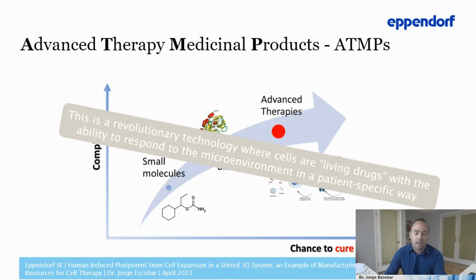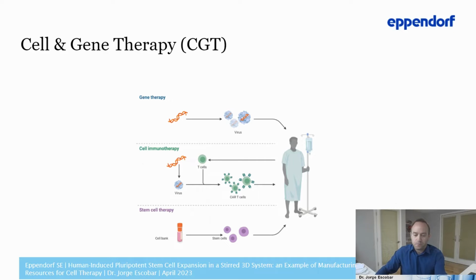So it's important to highlight here that this is a revolutionary technology where the cells are living drugs, with the ability to respond to the microenvironment in a very personalized way. Talking more specifically about cell and gene therapy, CGT, this is an important part of the ATMP, and they are a transformative new category of medicines, and their full potential is just beginning to start.